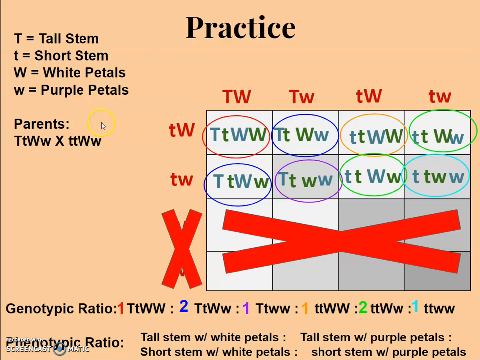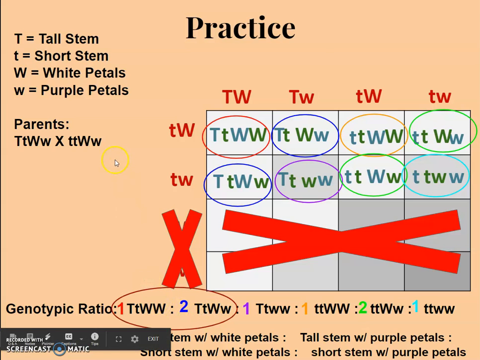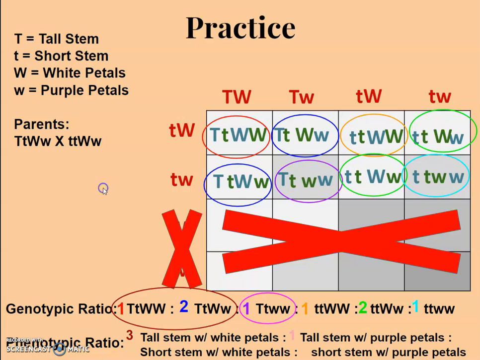And now I need to count how many I have, right? So I found that I had 3 of the tall-stem white petals. So I would put 3 next to that phenotype. I have 1 tall-stem purple petal, 3 short stem white petals, and 1 short stem purple petals. So that would be our phenotypic ratio, 3 to 1 to 3 to 1. Make sure you always put your labels.